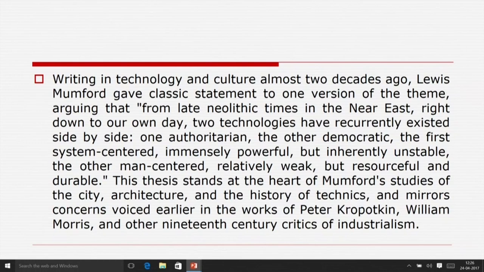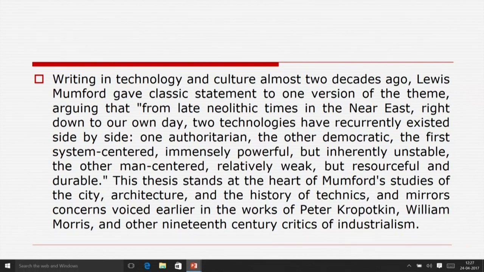Langdon Winner looked at Lewis Mumford's article in Technology and Culture, which appeared in the 1960s, 70s. Mumford gave a classic statement to one version of the theme, arguing that from the late Neolithic in the Near East right down to our own day, two technologies have recurrently existed side by side, one authoritarian, the other democratic. Then how a particular technology brings in the structures of power and authority, we will say. One technology is authoritarian and the other is democratic.